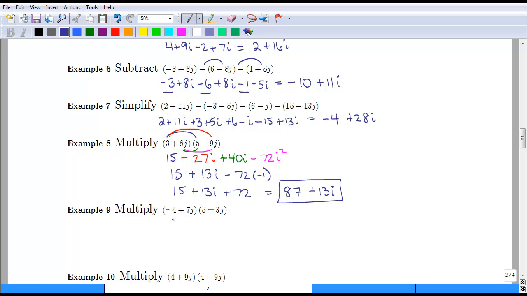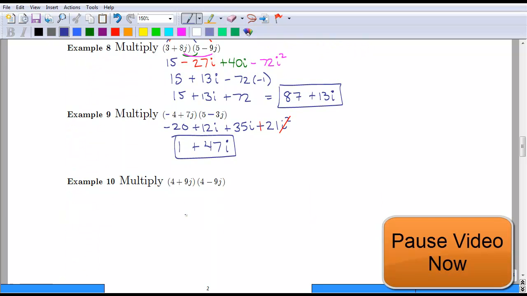In this case, the first terms multiply to give us negative 20. The negative 4 times negative 3 would give us positive 12i. The inner pieces would give us a positive 35i. And the last terms, the i terms, would give us a negative 21i squared. Now we already said that this i squared is going to change the sign here because we're multiplying by negative 1. So we end up with negative 20 plus 21, which is 1. And 12 plus 35 would give us 47i.